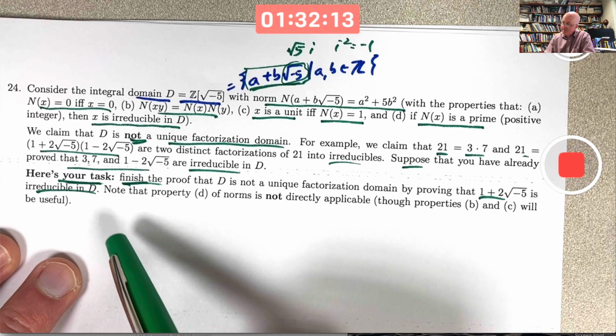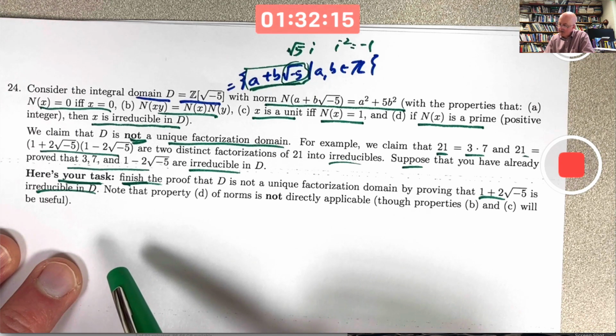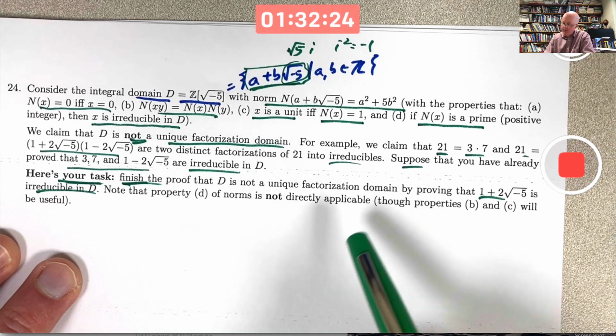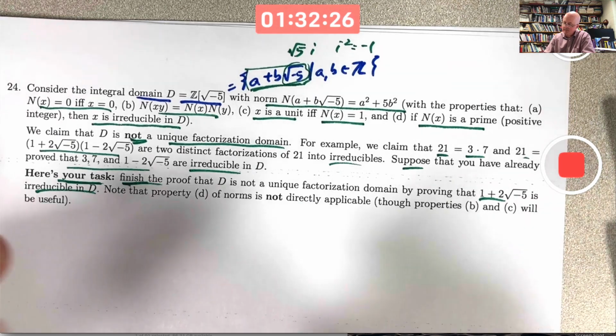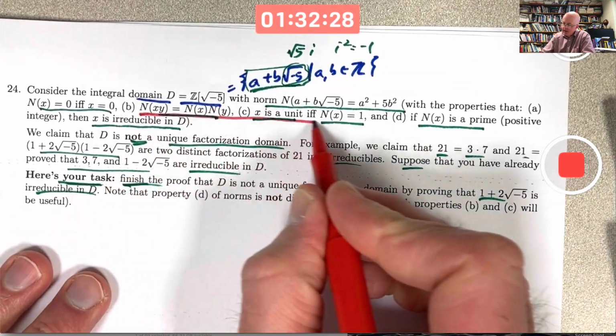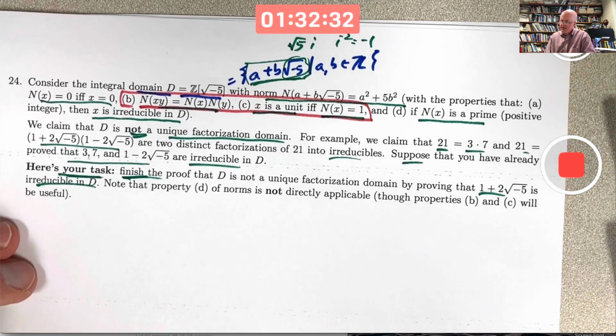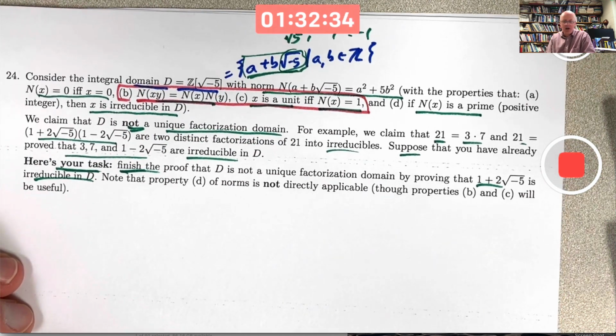That's not something we're going to be able to use here, because n of this thing will not be a prime number. But properties B and C will be helpful. These 2 properties are going to be helpful. Essentially, it's an argument by contradiction.